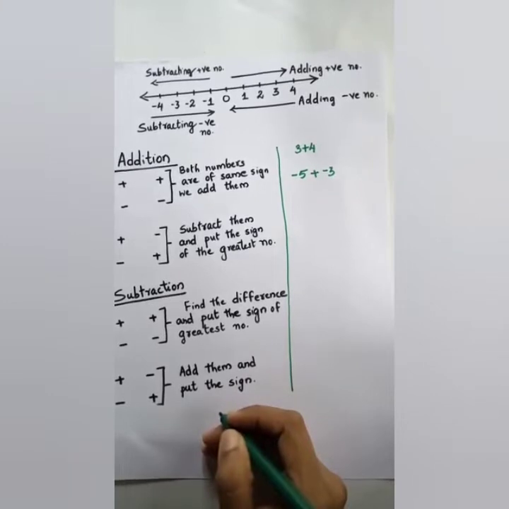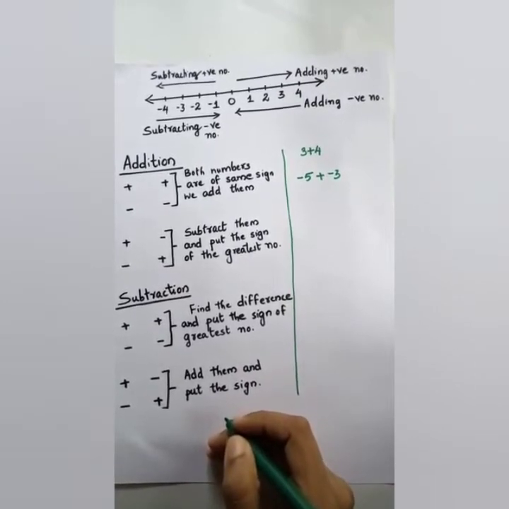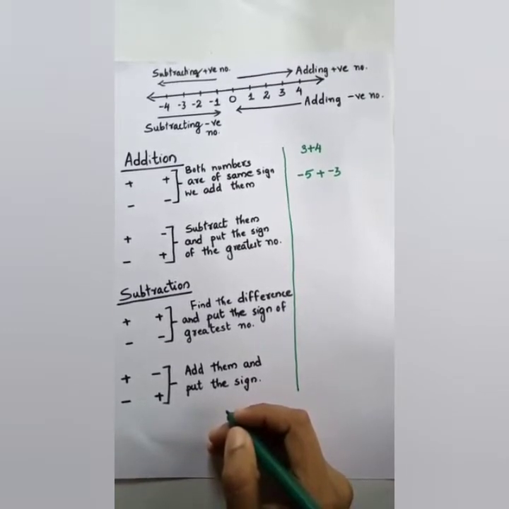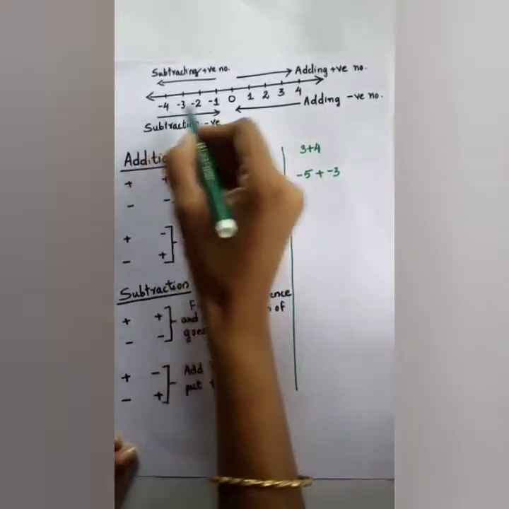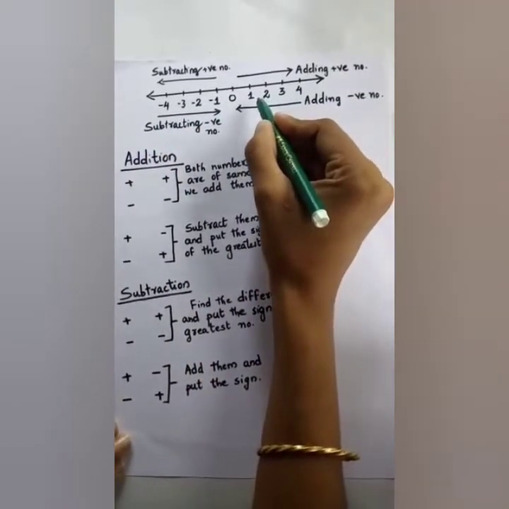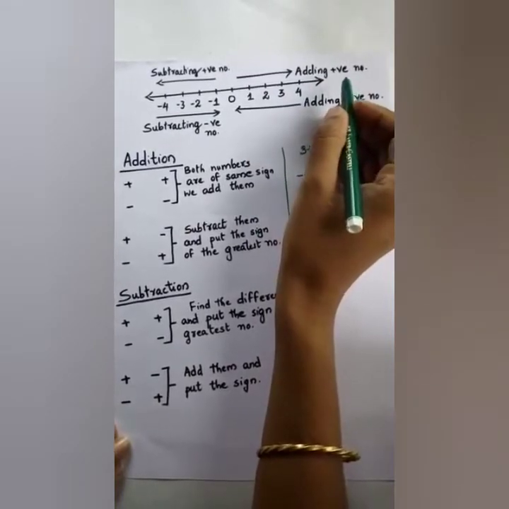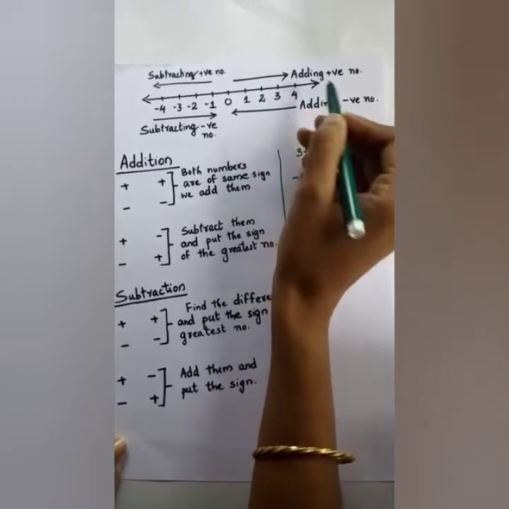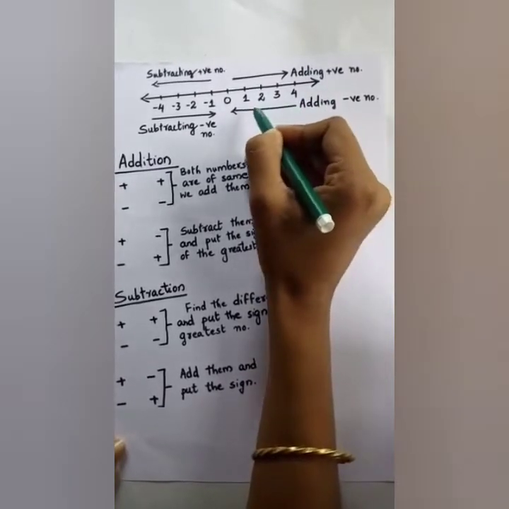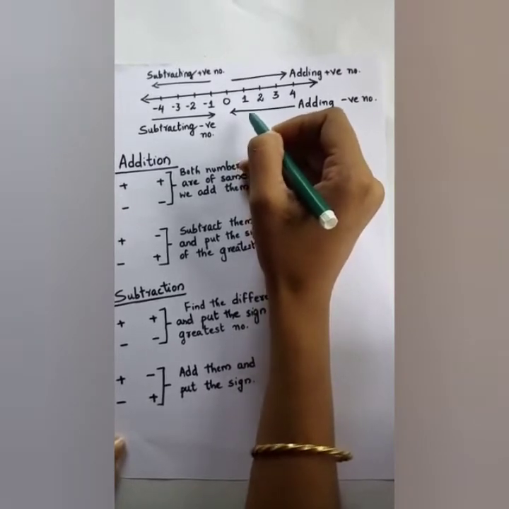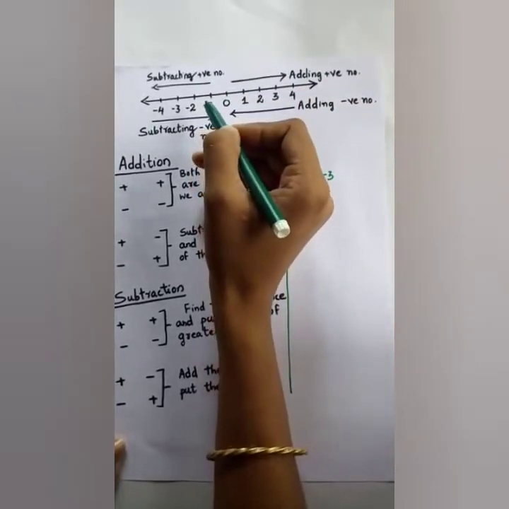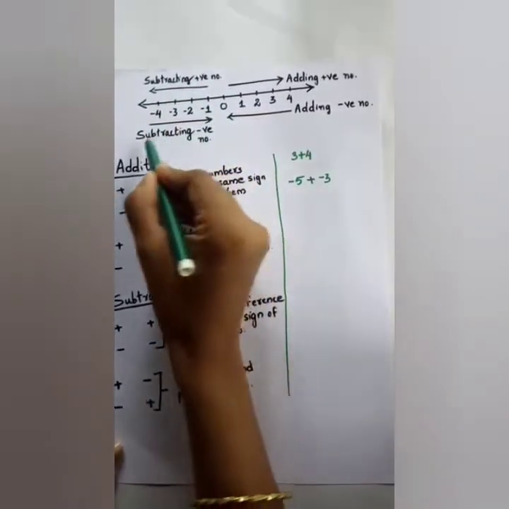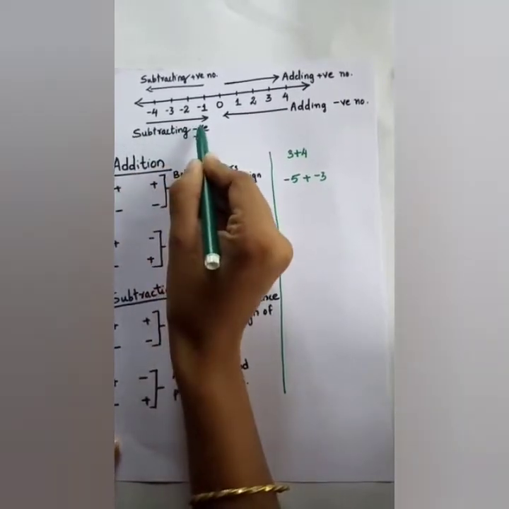So, now let us move on to the addition and subtraction of integers. You have already studied the addition and subtraction of integers on a number line. Here is a number line. If we are adding a positive number on a number line, we move to the right. If we are adding a negative number, then we move to the left. Likewise, if we are subtracting a positive number, then we move to the left, while if we are subtracting a negative number, we move to the right.